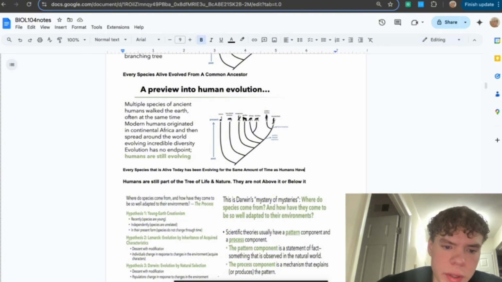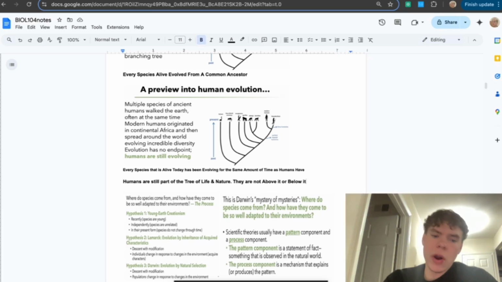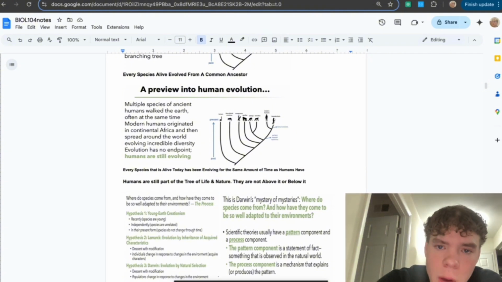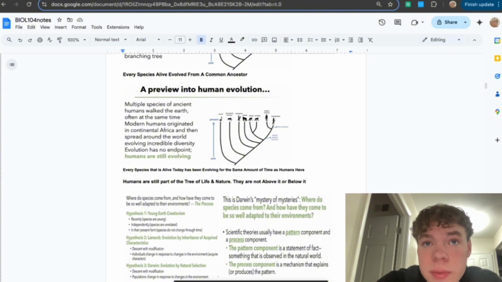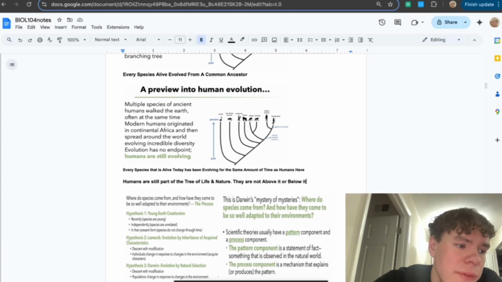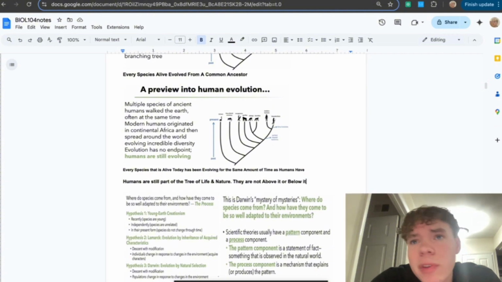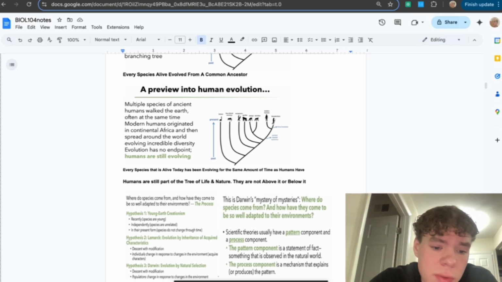Humans are still evolving. Every species that is alive today has been evolving for the same amount of time as humans have. That's interesting. Humans are still part of the tree of life. They are not above it or below it. That's very true. Humans are Homo sapiens. They are a species, just like everything else is a species. It's interesting to really think about because your whole life you grow up thinking humans rule the entire world. Which, I mean, it's kind of true, but you still have to understand that we are our own species known as Homo sapiens, which is interesting.